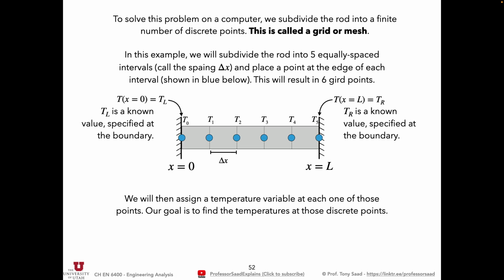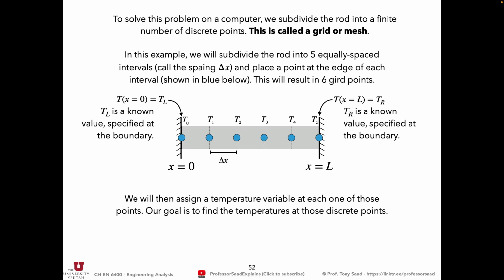Okay, now my objective. When you solve this analytically, you get a temperature distribution throughout the entire material. It will be a function of x, e to the minus x squared, right? For any value of x, you can find the temperature. Here, numerically, I can't do that. I have to solve it at discrete points.